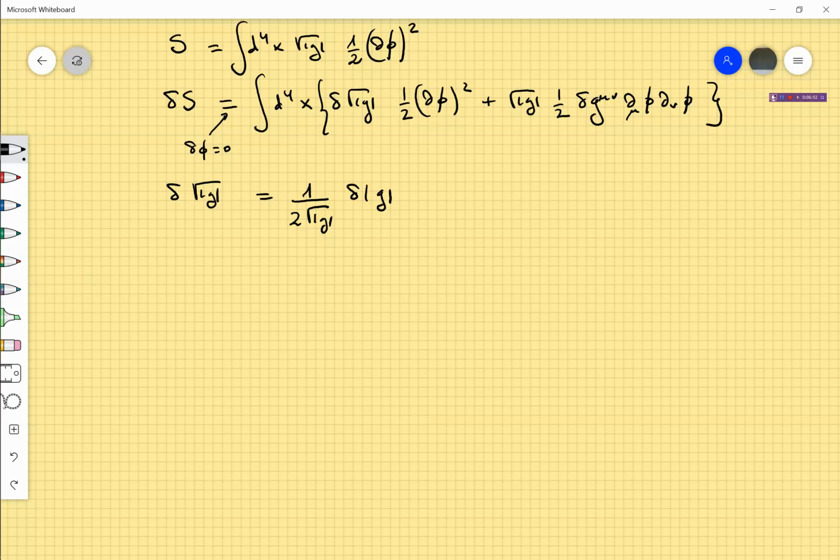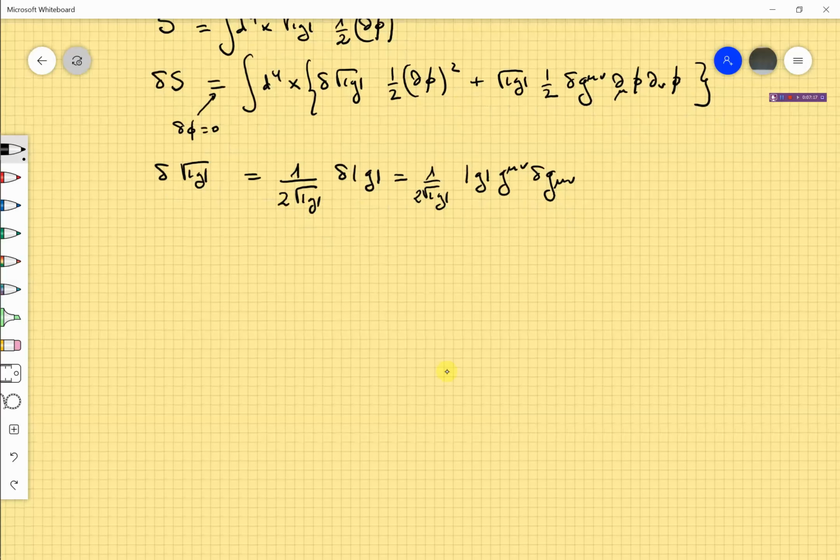And now, this is something that you can prove in different ways. The variation of the determinant, so this factor is still here, then the variation of the determinant is of this form, is the determinant times g^{mu nu} and the variation with respect to g_{mu nu}. Okay, and you can cancel partially this, and this gives you 1 over the square root of g, g^{mu nu} delta g_{mu nu}.